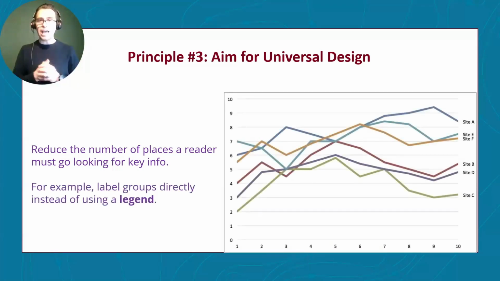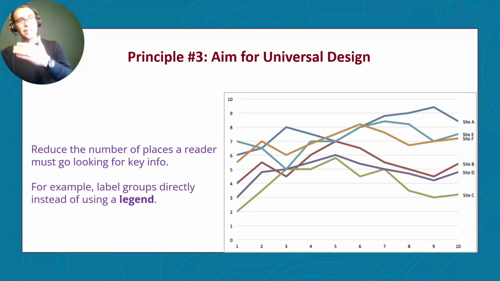One way to reduce that burden then is by finding ways to eliminate something like a legend, such as labeling groups inside the plotting area instead, right? This is functionally the same as a legend, but it didn't require me to have a legend that then someone's going to have to integrate across.